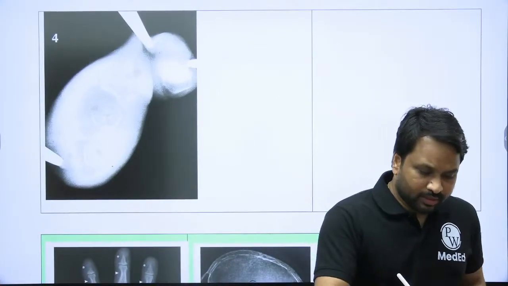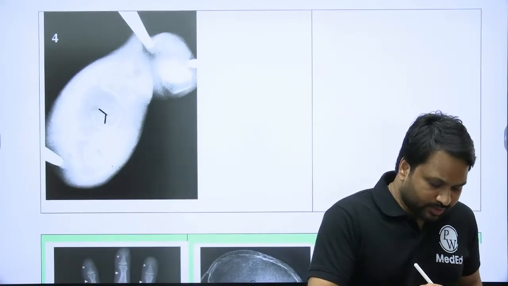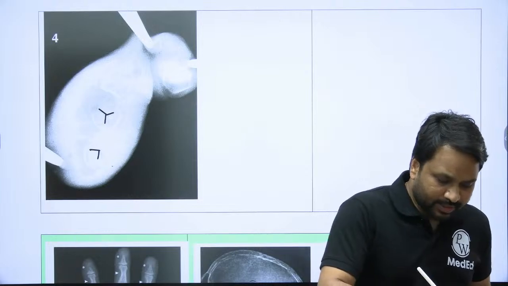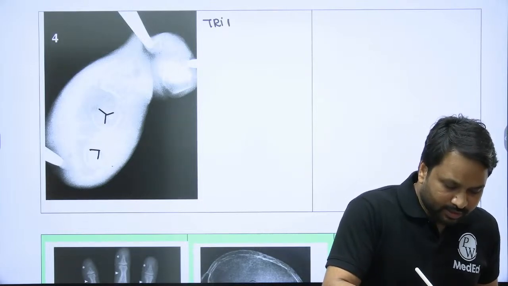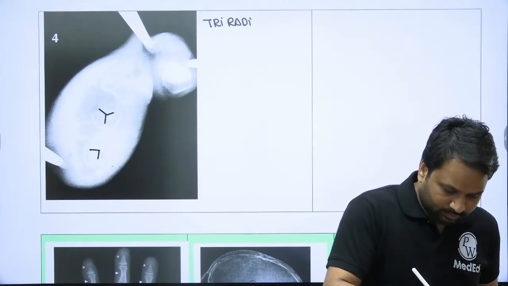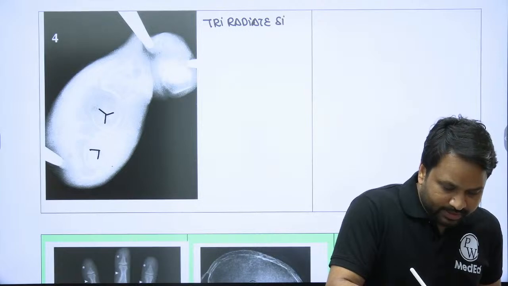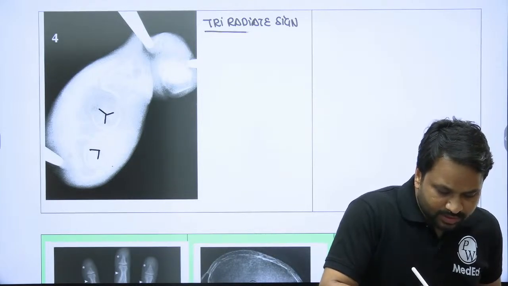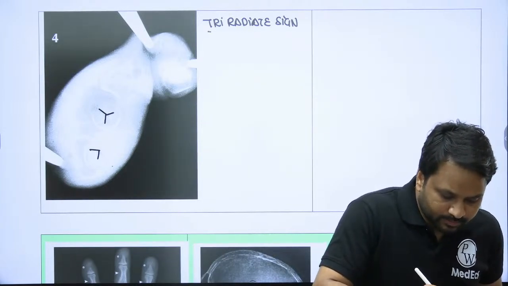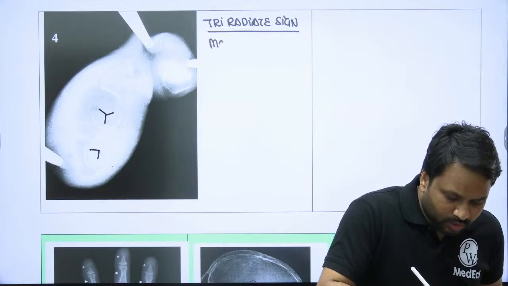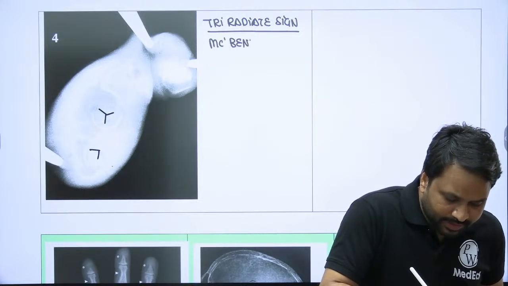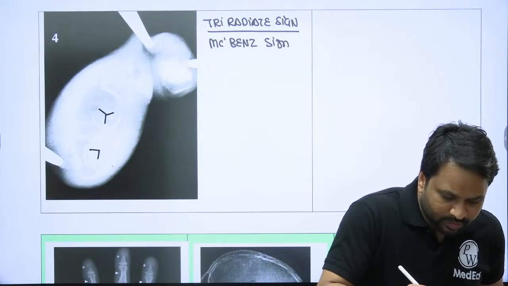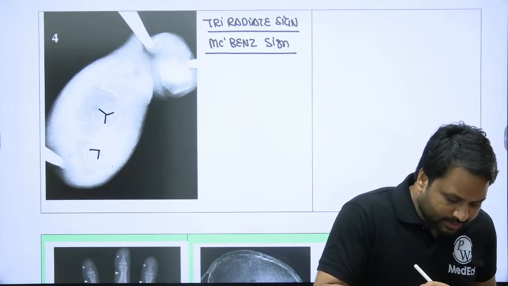Now again in the gallstones you have two signs. You have the triradiate and the biradiate sign. The triradiate sign is also called the Mercedes-Benz sign. This is, I'll say, the number one sign that you have.